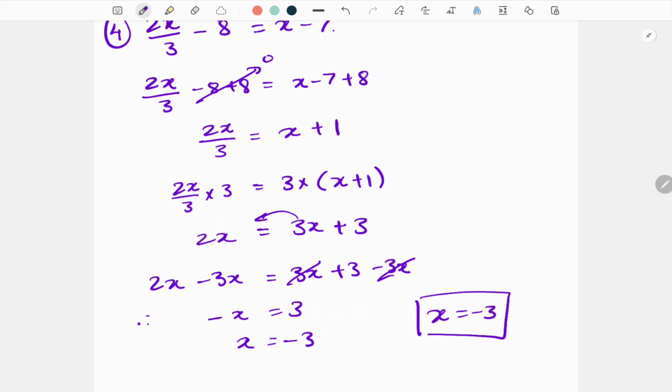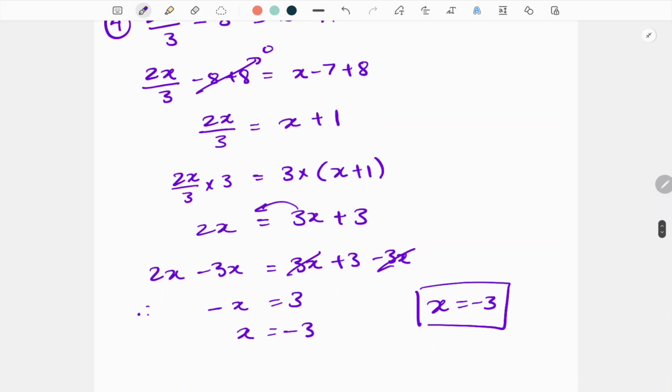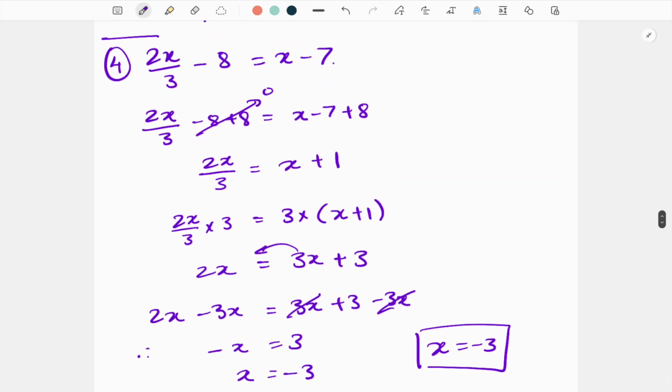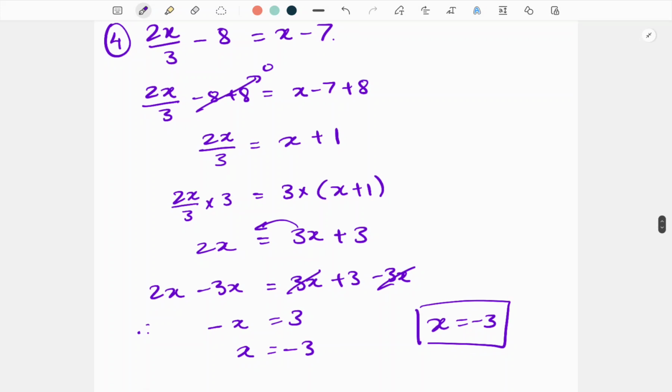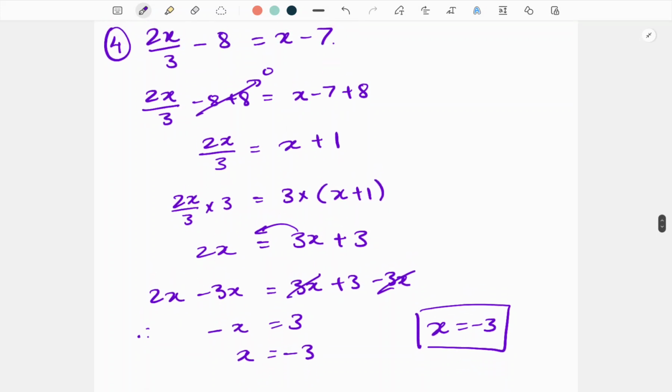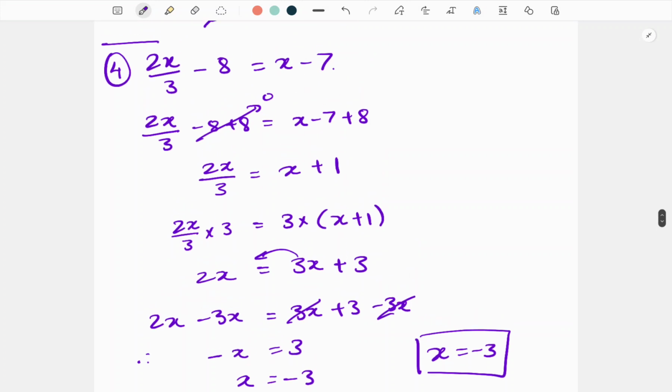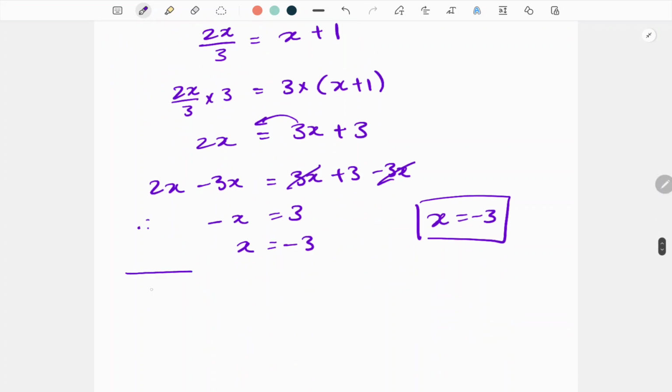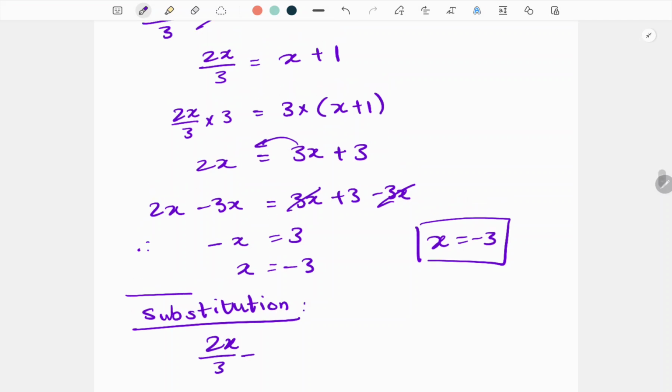One way to verify whether what we did is correct is to substitute back and see if the final number that we got makes sense. Let's substitute and check that our work is correct. So I want to substitute x equal to minus 3 in the given equation. So substitution. 2x divided by 3 minus 8.